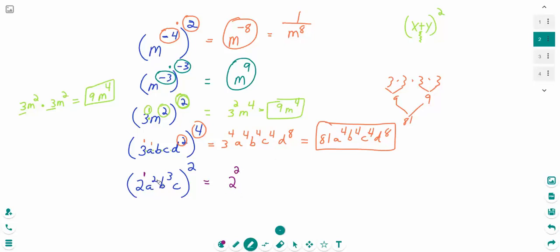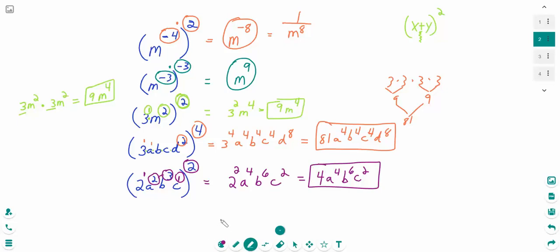And then we have an a to the second power. Well, the second power times this second power is going to be a to the fourth. B to the third. Well, that's going to be b to the 3 times 2, which is going to give us b to the sixth. And then we have a c to the first, and the first times 2 is just going to give us c squared. All right. And then lastly, we can simplify this coefficient. A 2 raised to the second power is going to be a 4, and we end up with this as our final simplification.